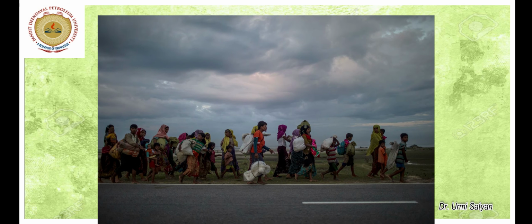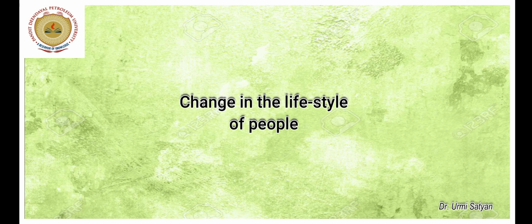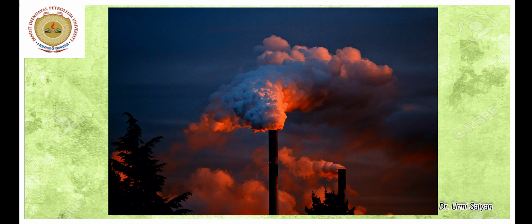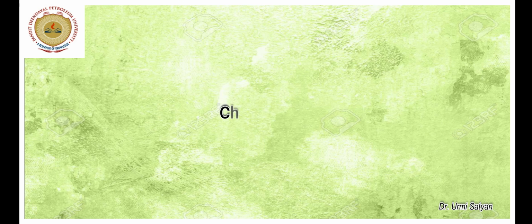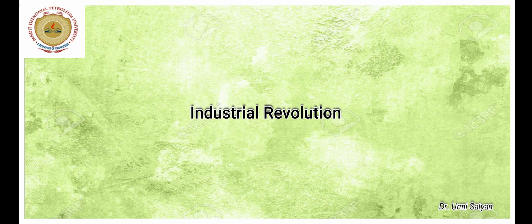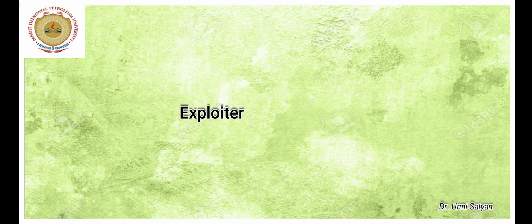There was a remarkable increase in the mining, steel, and textile industries. Eventually, there was noticed a visible change in the living pattern of the society. The smoke emitted from factories increased pollution which deteriorated health of people. Child labor also grew to meet the pace of the industrial produce. Malnutrition, unemployment, depression were the byproducts of the Industrial Revolution that further divided society into classes of rich and poor, competent and dependent, or, it will not be wrong to say, exploiter and exploited.